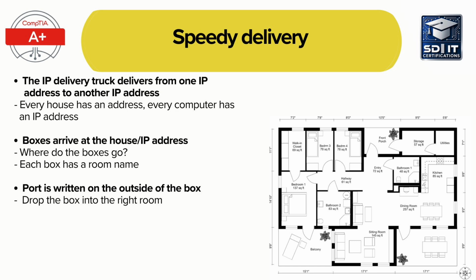TCP and UDP work in a similar way, but instead of writing the name of the service or the room on the box that's being received, we're using something called a port number. So instead of having a room name, you instead have different services, and each service is assigned a particular number. These port numbers allow the incoming data to know exactly where that information should be sent, so that it's processed properly by the appropriate application.